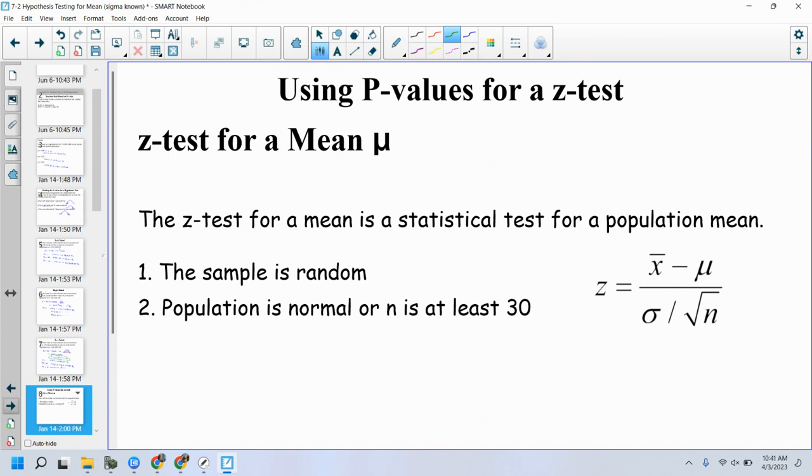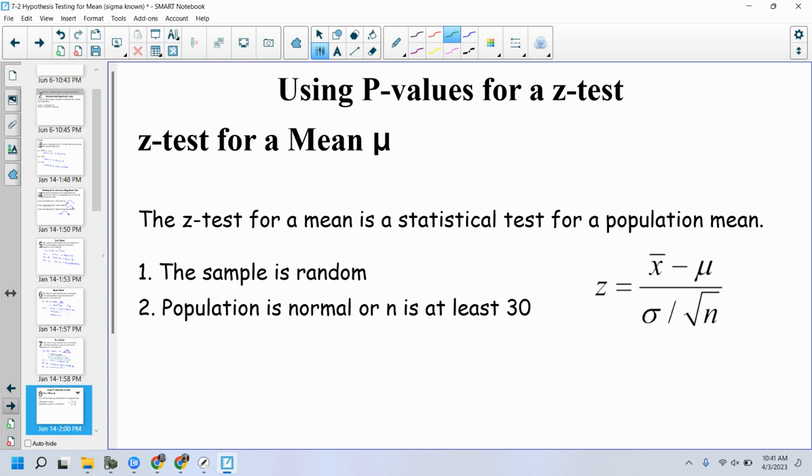This came from a previous chapter, the z-test for the mean of mu. This is coming out of chapter 6. The z-test for a mean is a statistical test for a population mean. The sample is random, the population is normal, or n is at least 30. This is from chapter 6: x bar minus mu over sigma divided by the square root of n. This is when sigma is known, because those were the two sections out of chapter 6, when sigma was known and when sigma was unknown.